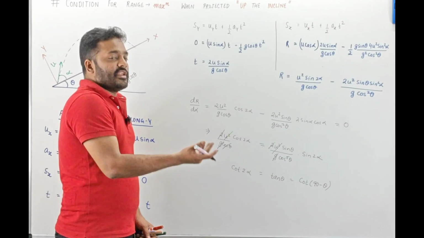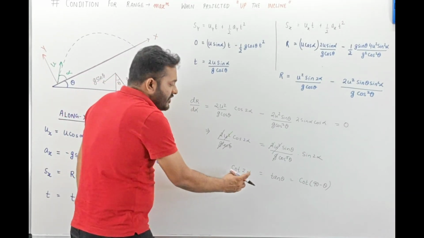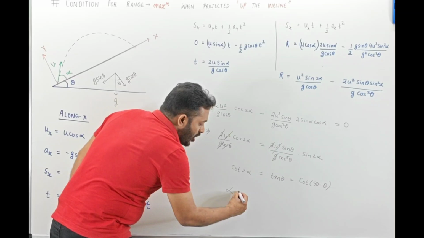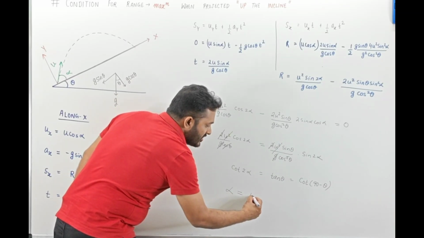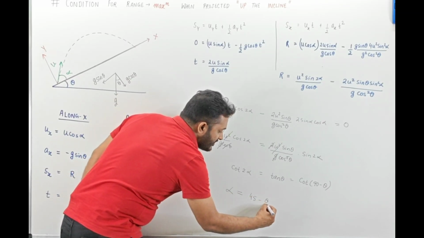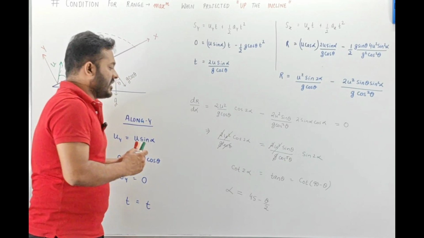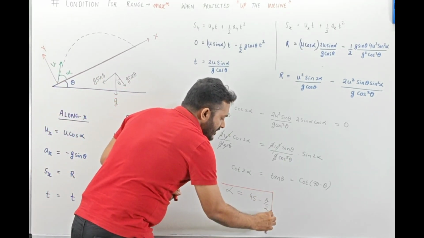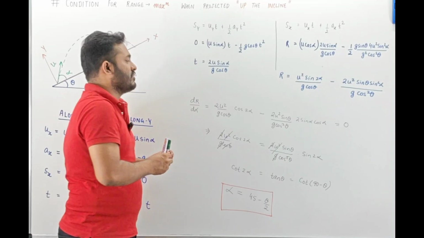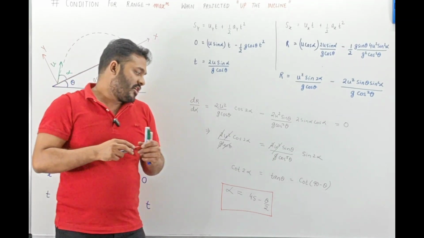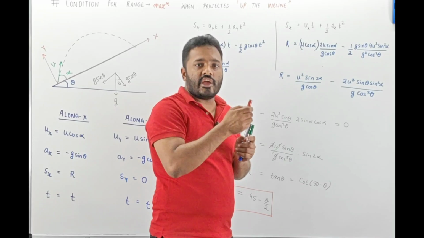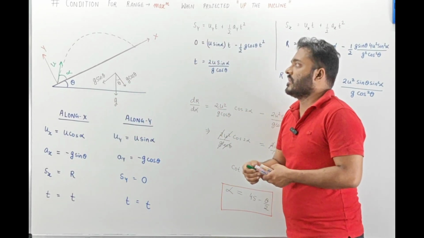So if we write tan as cot 90 minus theta, then we can equate the angular part, and from here we obtain alpha equals 45 degree minus theta by 2. So this is again a very interesting part to obtain. So this is the answer which we obtain, where the condition for range to be maximum is 45 minus theta by 2. Again I will tell you an age old technique which I always tell you in my videos.